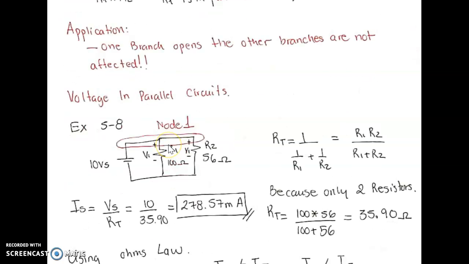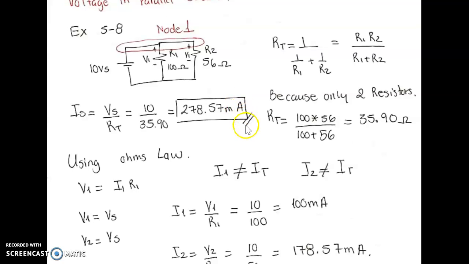One of the applications of parallel circuits is that if one branch opens, the other branches are not affected. So this is a nice way because the current has different paths that it can go through. Voltage in parallel circuits. So right here we have two parallel circuits.